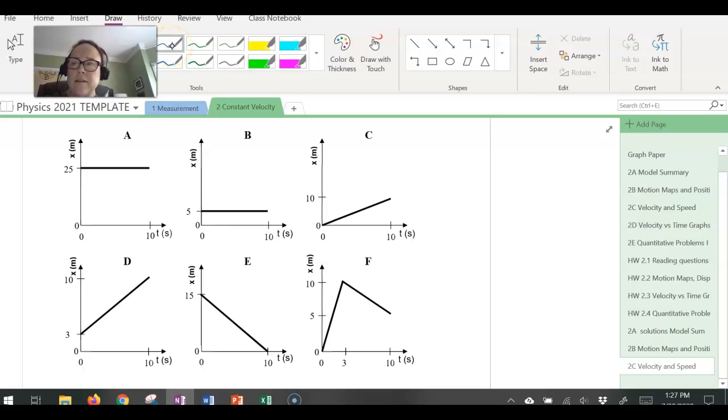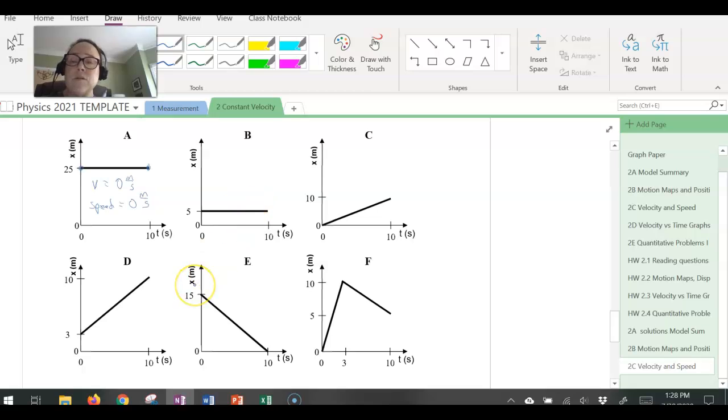Okay, so we've got 6 scenarios, and let's just look at these. In order to find velocity, I have to know the displacement. When I look at scenario A, the object is staying at a position of 25 meters for the entire 10 seconds. So it's not going anywhere, right? If I tried to find the displacement, which is the final position minus the initial position, it's the same. So the velocity is 0 meters per second, and the speed is 0 meters per second in this case, right? The object is not moving.